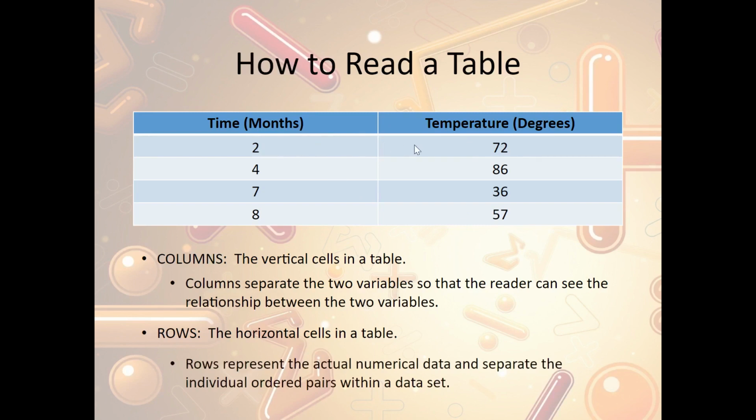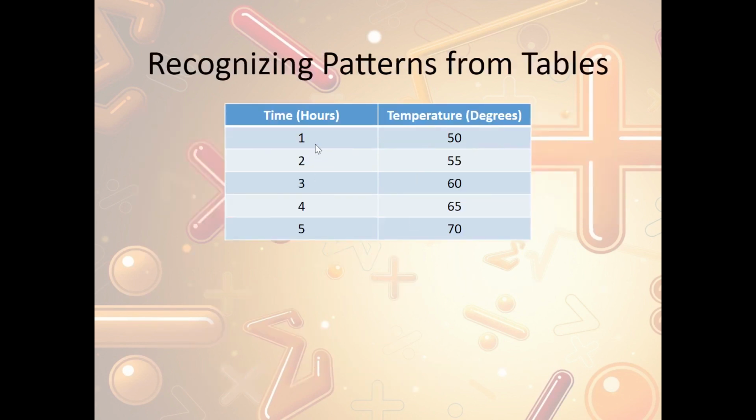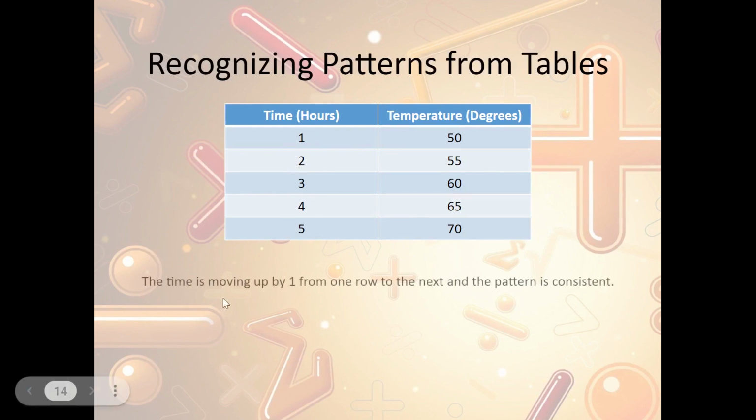So this is a data point. This is a data point. This is a data point. And this is a data point. So in this case, we're going to try to recognize what pattern we see in the columns. So if we look here at the time, we see that each time we go down one level on the rows, that we're adding 1. So we could say that time is moving up from one row to the next, and the pattern is consistent, right? We didn't have add 1, add 2, and then add 1. We're consistently adding 1.